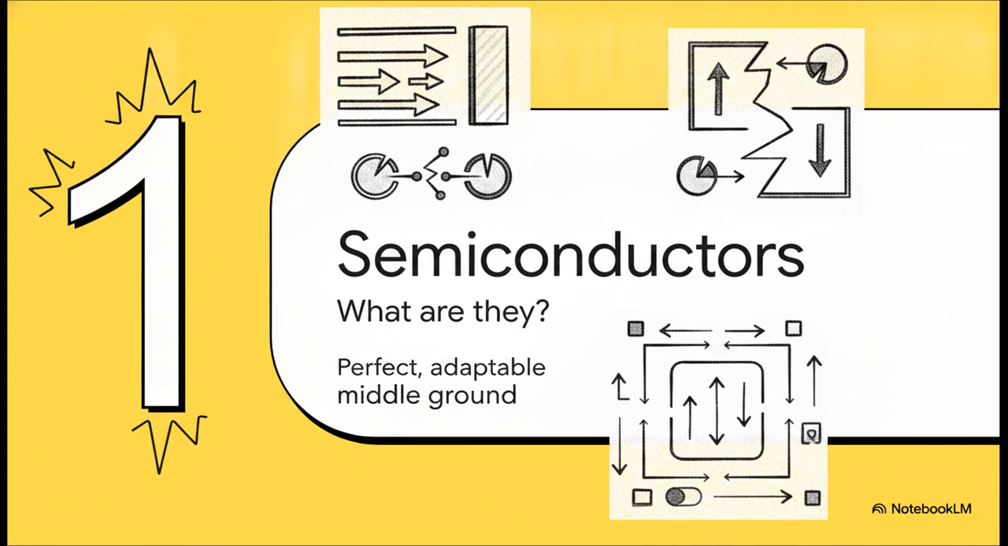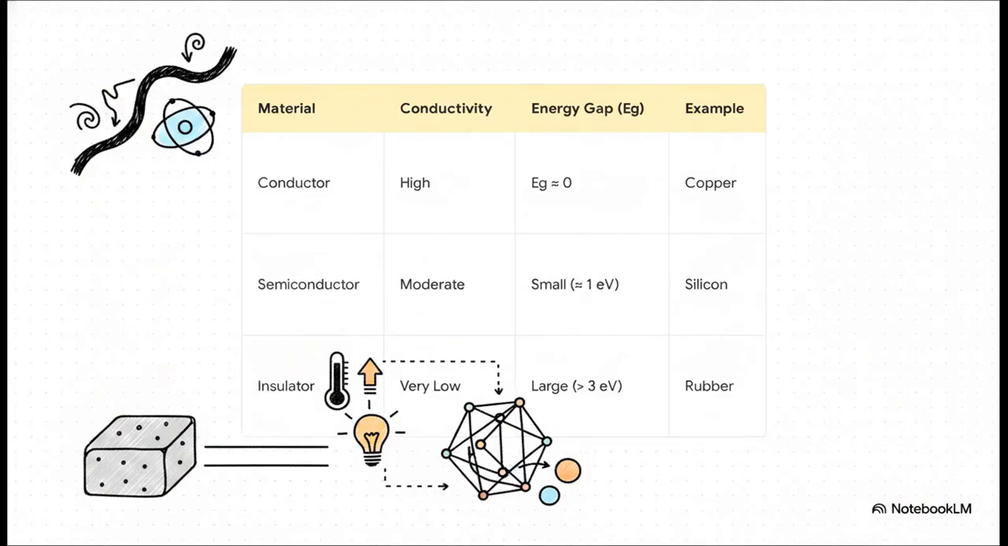All right, Section 1. What are semiconductors? To really get this, at the most basic level, we have to ask how materials conduct electricity in the first place. Some materials are incredibly good at it, and others don't do it at all. Think about conductors, like copper. They have extremely high conductivity and essentially a zero energy gap. Then you have insulators, like rubber, which have extremely low conductivity and a massive energy gap. But semiconductors? They sit right there in that perfect, highly adaptable middle ground.